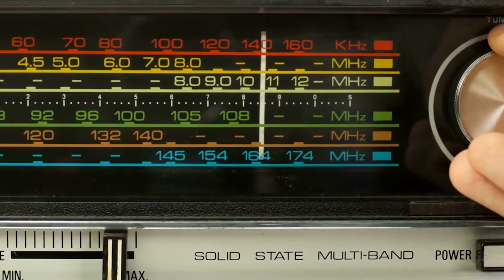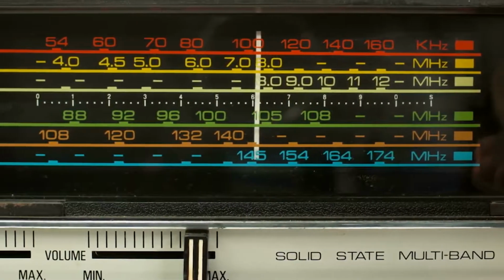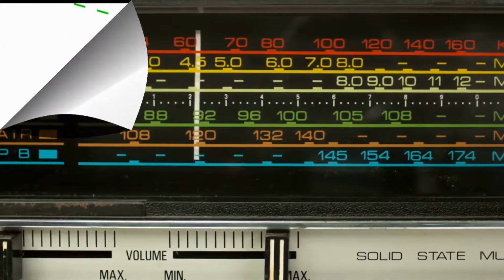So in this experiment, we'll be finding out the relationship between frequency, velocity, and wavelength. But firstly, how does a radio work?